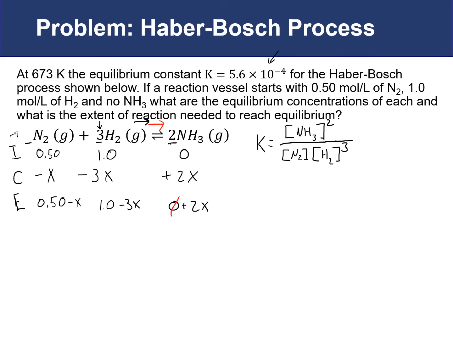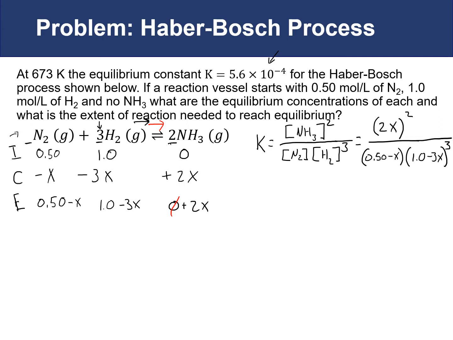So we can plug these into our K value, and we'll see that we get 2x, that whole quantity squared, divided by our value for N2, which would be 0.50 minus x raised to the first power, and then 1.0 minus 3x raised to the third power. Now, if we look at what's going to happen here, we're going to end up with a fourth order polynomial. That is something that we will not be able to solve.